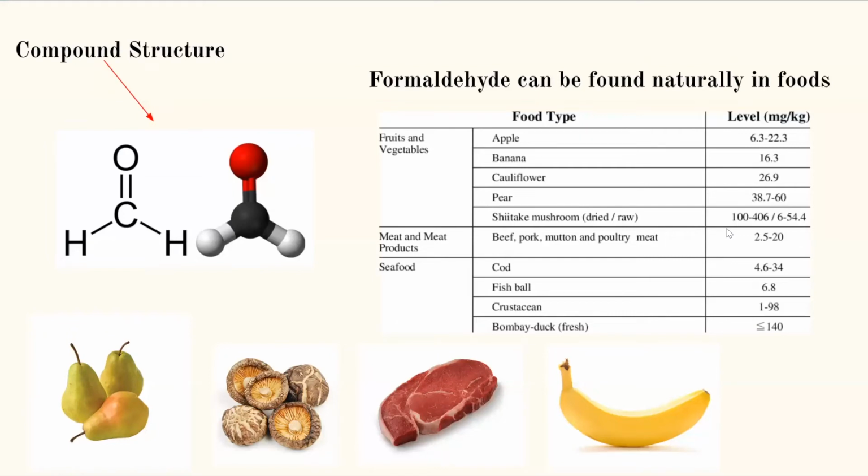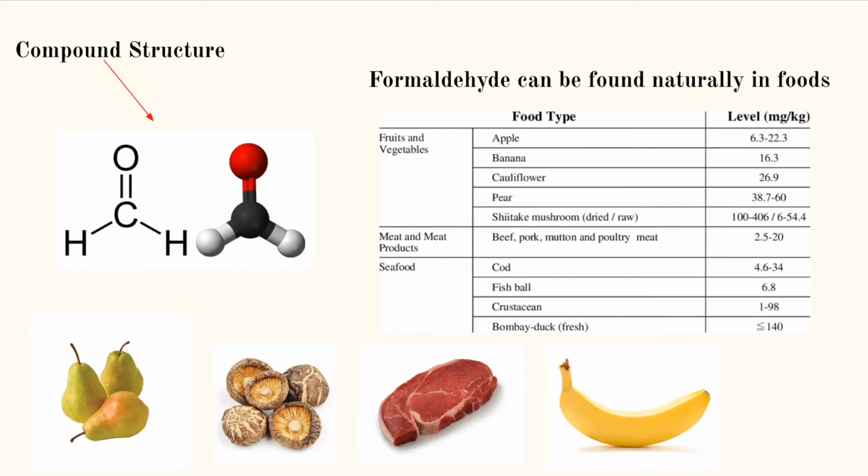Formaldehyde has one carbon atom, one double bonded to an oxygen, and two hydrogens. It is a colorless inflammable gas with a pungent smell to it. This small molecule can be found naturally in our foods. For example, shiitake mushrooms have been found to have 100 to 406 milligrams per kilogram.